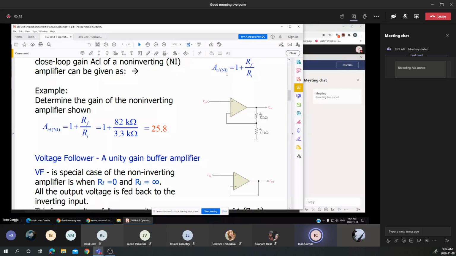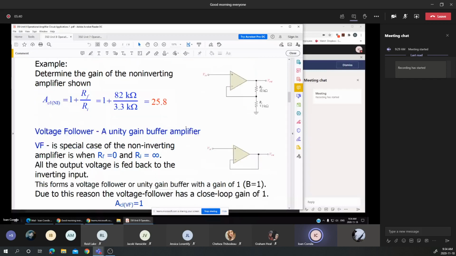Again, another way to look at this expression, this number or dimensionless value for the closed loop gain of a non-inverting amplifier, is that the input voltage is in phase with the output voltage. Means that there is no phase shift between the two voltages, the output voltage and the input voltage.